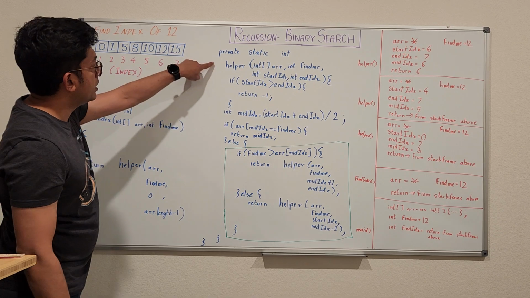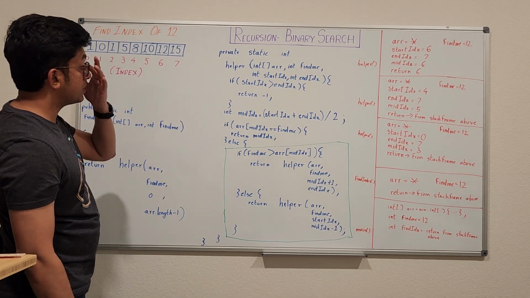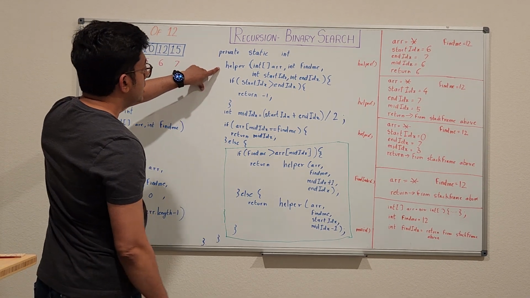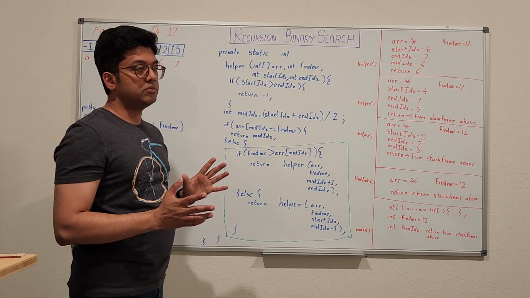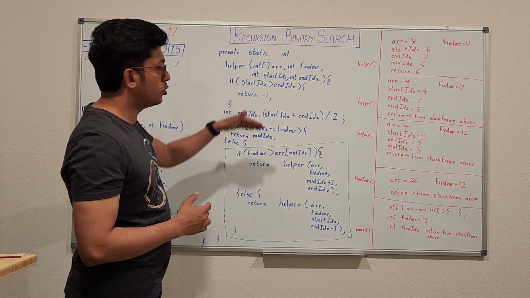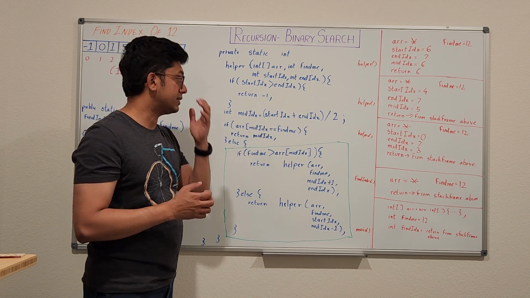When you come here, this is where the recursion happens. For any recursion-based problem, you will have a base case. In this case, there are 2 base cases, but you'll have 1 or more base cases.